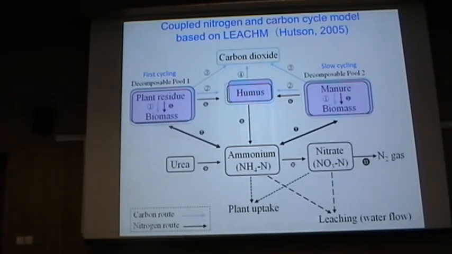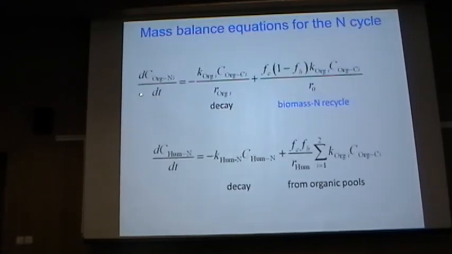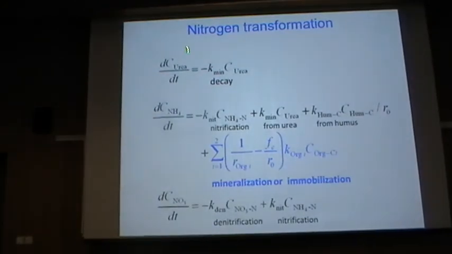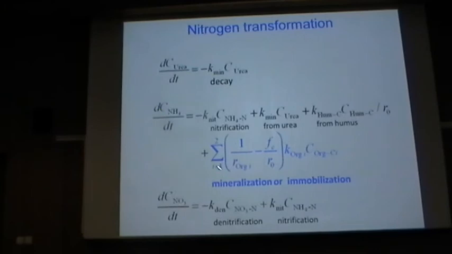Then, similar to the carbon, using the mass balance consideration, we can define the net organic nitrogen degradation rate, the humus nitrogen rate, as a function of the organic carbon concentration. Then we can also include the transformation with ammonium nitrate this way. Then we can also have a net concentration, the rate coefficient, but we add here a mineralization or immobilization factor.